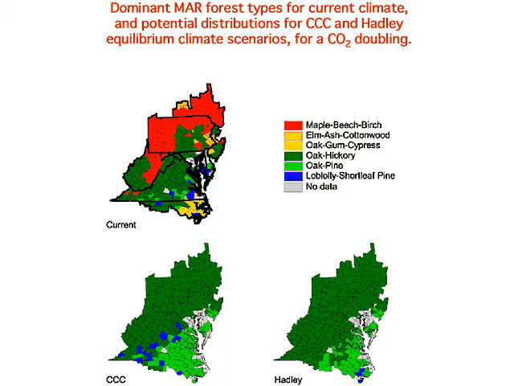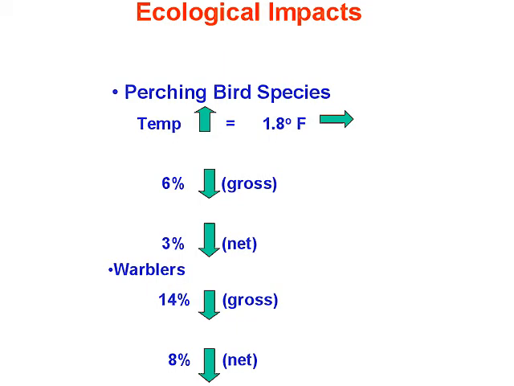We also looked at ecological impacts, and here's an example of birds. We thought birds would appeal to lots of people because everybody watches birds in their backyard. If we look at perching bird species in particular, in about 30 years we probably will have about a 1.8 to 2 degree increase in temperature. For the perching birds, we're going to lose 6% of the species that currently are in the Mid-Atlantic region. However, there will be some species that will migrate north because the climate will become more attractive for those species.